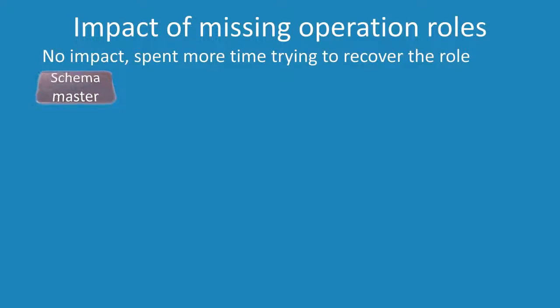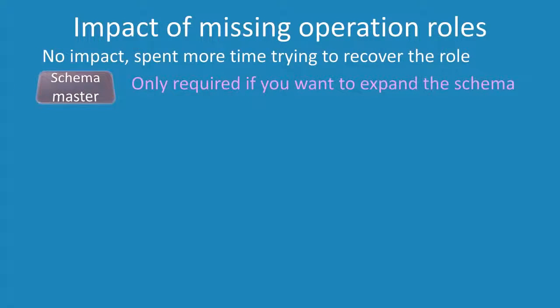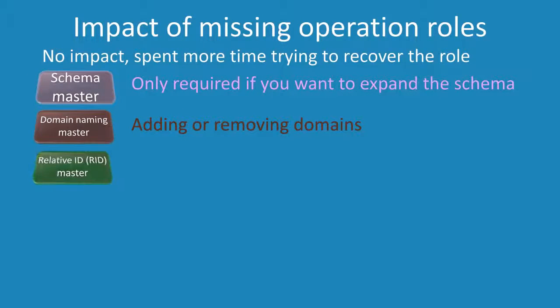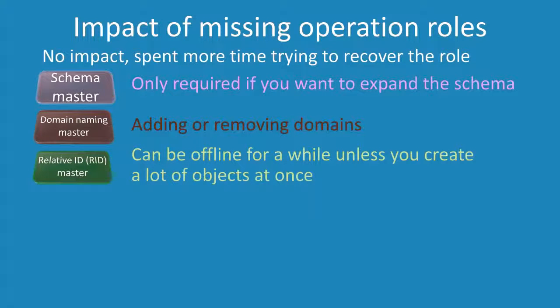First, you have the schema master. If you are not planning on making any changes to the schema, this role can be offline indefinitely. The next operation master role, domain naming master, is only required if adding or removing domains. If you are not adding or removing domains, this operation master role can be offline indefinitely. The RID master can be down for a period of time and should not be missed. If you are not creating lots of objects in Active Directory, it could be down for an extended period without impacting the operation of your organization.